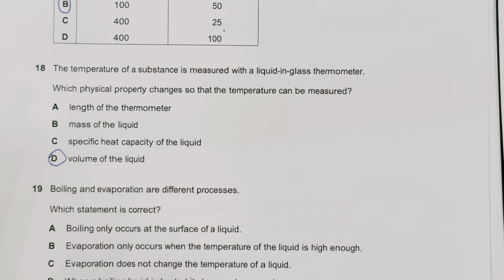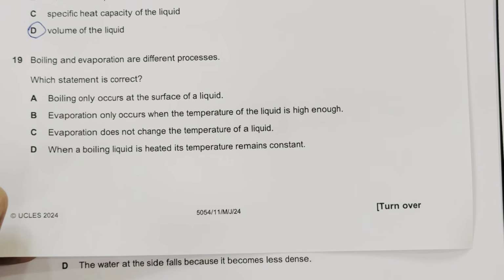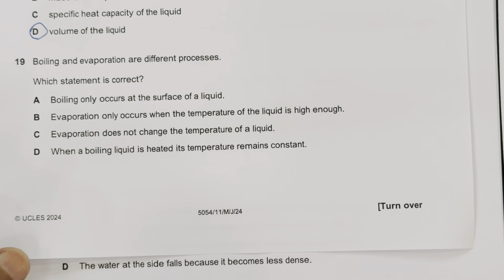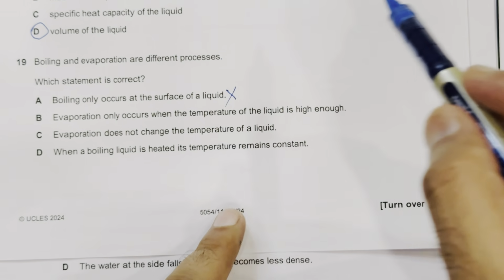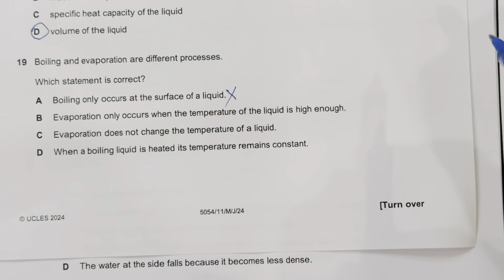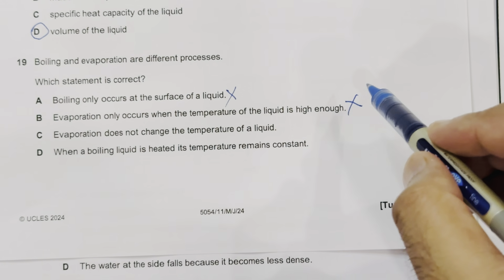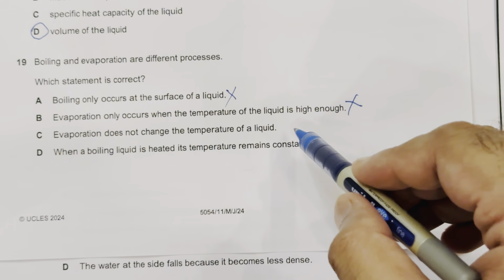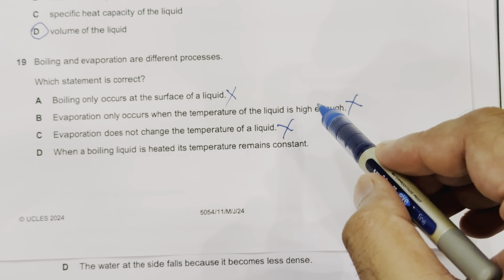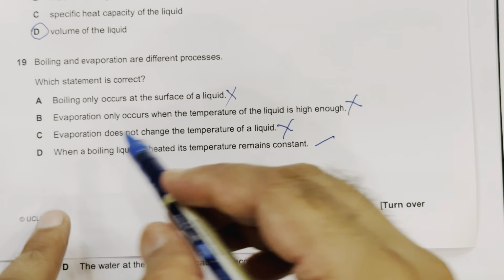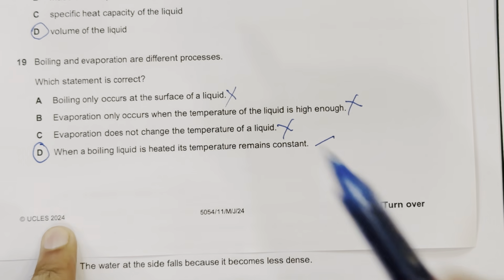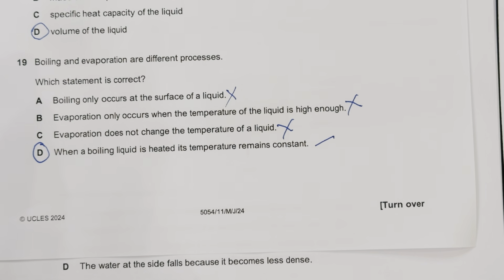Moving to question number 19. Boiling and evaporation are different processes. Which statement is correct? Boiling occurs only at the surface, or no, evaporation occurs only at the surface. Evaporation only occurs when the temperature of the liquid is high. No, evaporation does not change the temperature of a liquid. This is again wrong. When a boiling liquid is heated, its temperature remains constant. Yes, during the change in state, temperature does not change. So option number D is the correct choice over here.